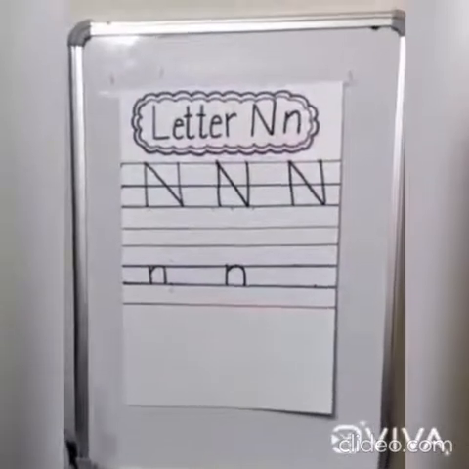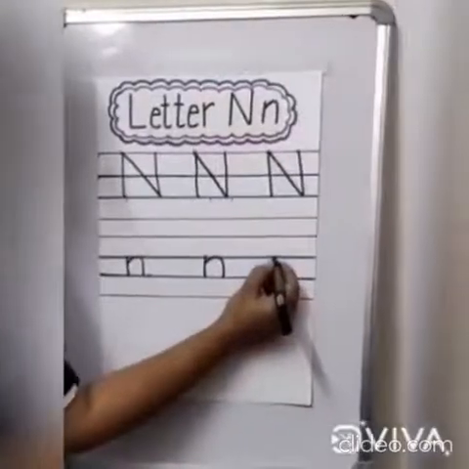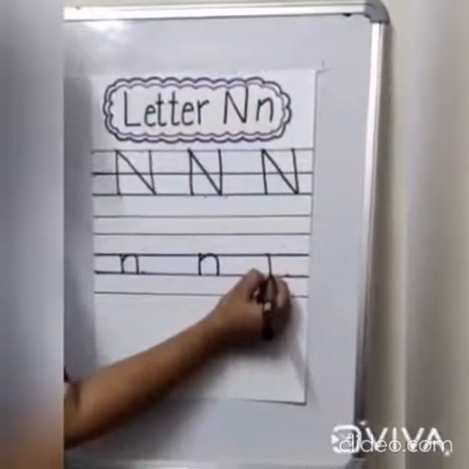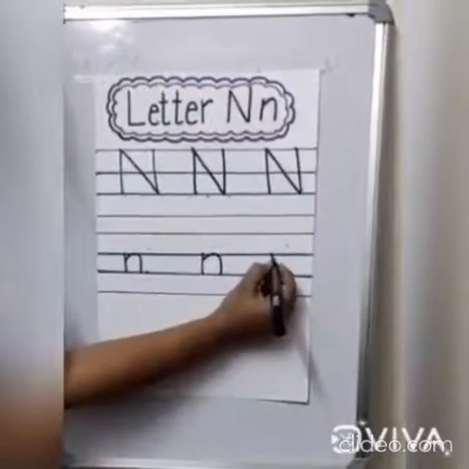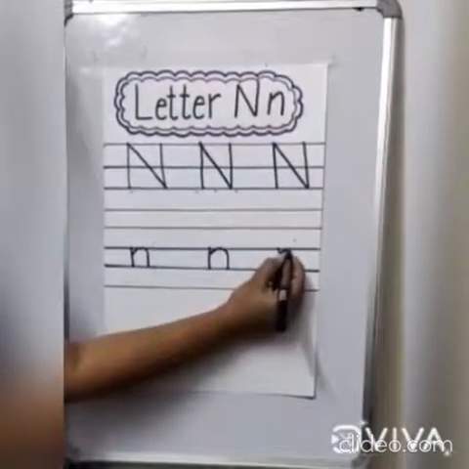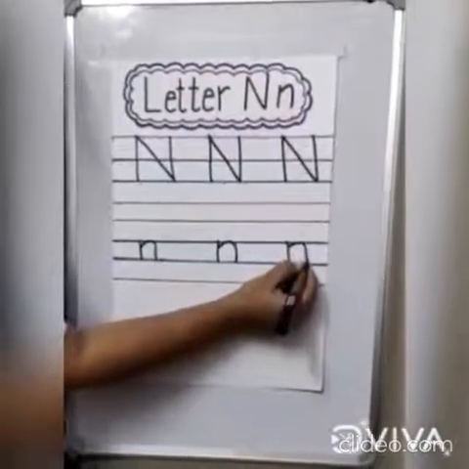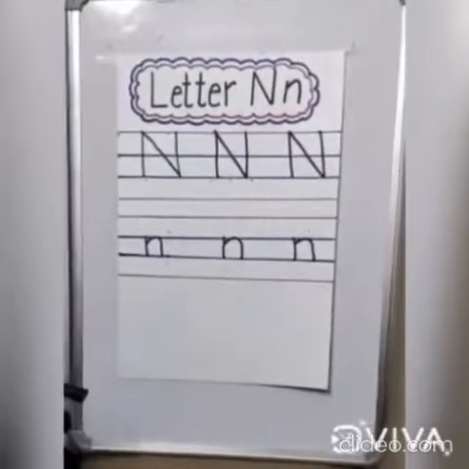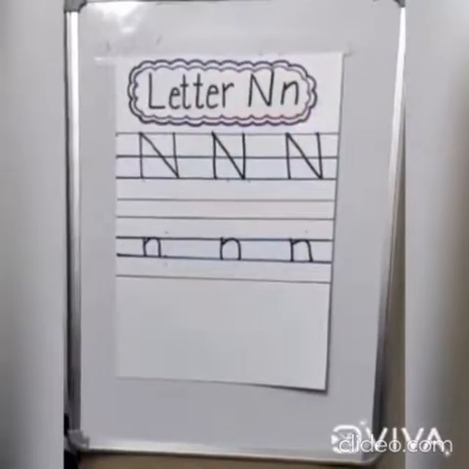Now let's see it one more time. Make one small standing line in the blue lines. Then from here, make one curve and go down. So this is lowercase letter N.